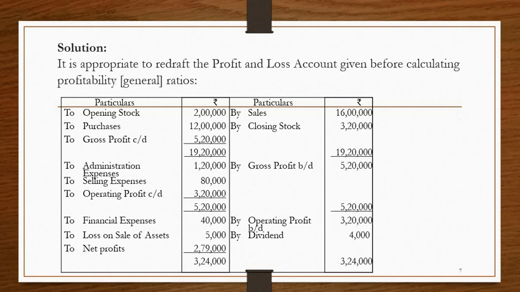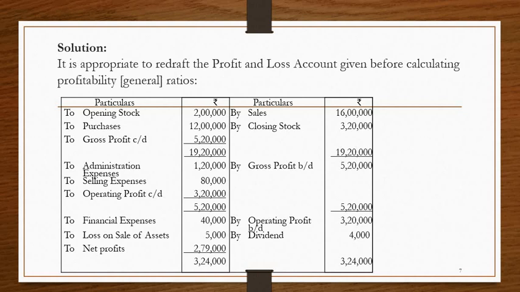So you carry down the gross profit, and next you bring down that gross profit to the credit side. So by gross profit brought down 5,20,000. Let's come back again to the debit side. Here we take the expenses, that is to administration expenses 1,20,000 and selling expenses 80,000. The credit side is more, that is 5,20,000. From that 5,20,000 you deduct 1,20,000 administration expenses and selling expenses 80,000. So the balance will be 3,20,000. That one will be called the operating profit. So operating profit carried down 3,20,000. You just bring that down to the credit side, that is 3,20,000.